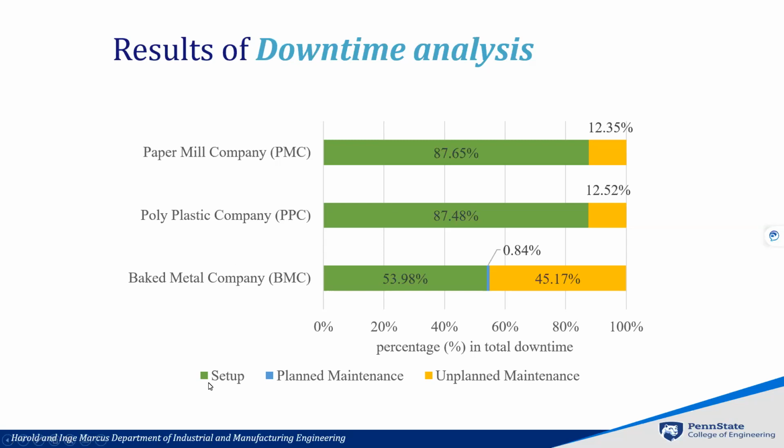One is setup, to change over from one type of product to another type of product. Planned maintenance, if you have to do something to your equipment to get it in shape to churn out products, that's planned maintenance. And then you have unplanned maintenance when something goes wrong.